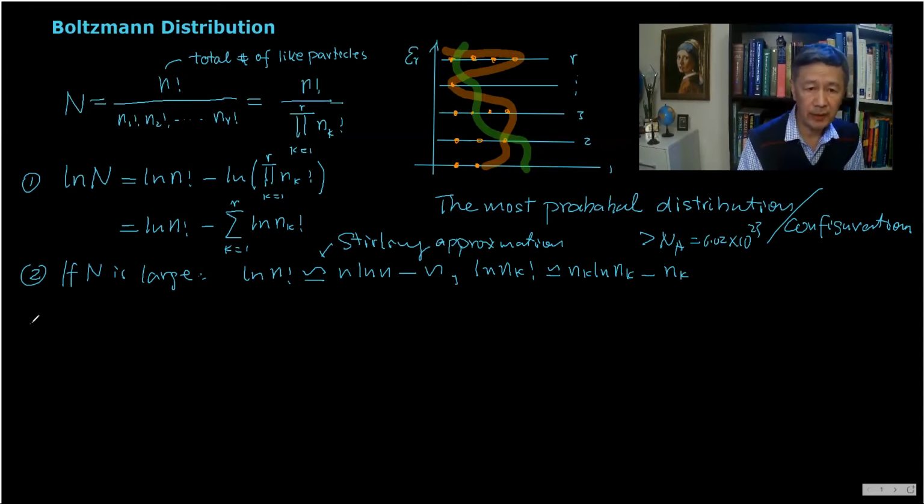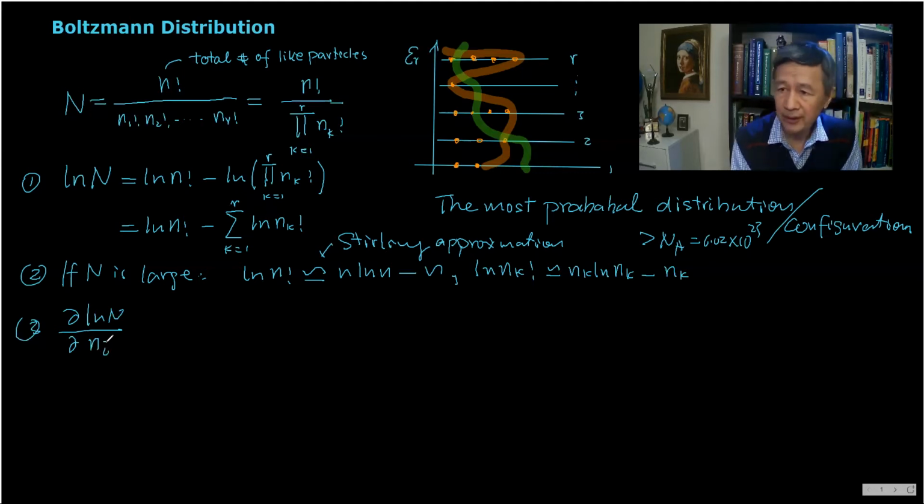After these two simplification steps, we can find the first derivative. Let's find the first derivative of the natural log of n, the partial derivative with respect to a particular variable, which we call ni. It is important to use a different subscript here because ni is one of the nk. Here k is a discrete variable changing from 1 to r, and one of them is i. So we differentiate with respect to these variables.